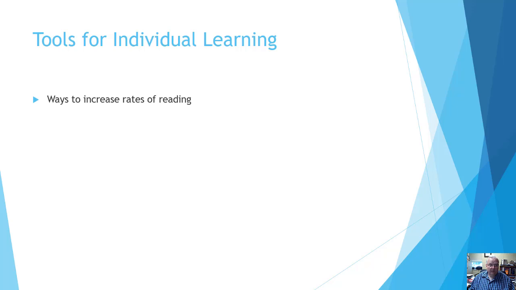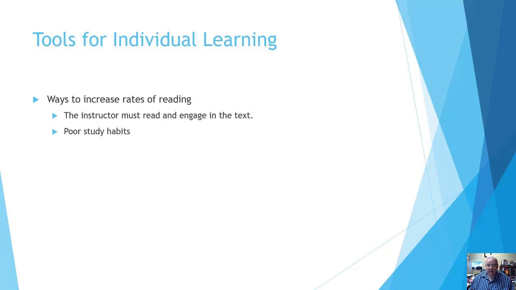So here's some ways to increase the rates of reading of your students. First of all, the instructor must be fully aware of what the book has in it. The instructor, as we've talked about before, is modeling behavior with everything that they do. So the instructor must have read the book, and engage in the textbook.